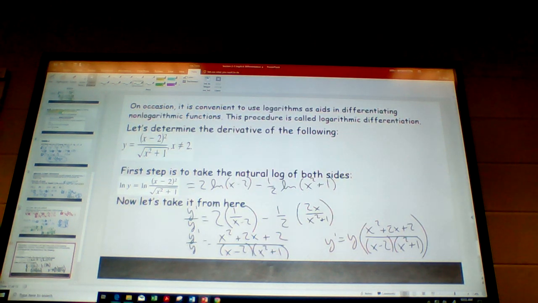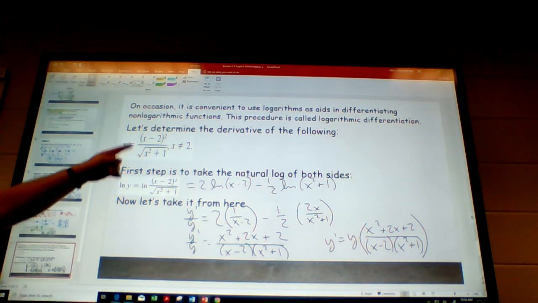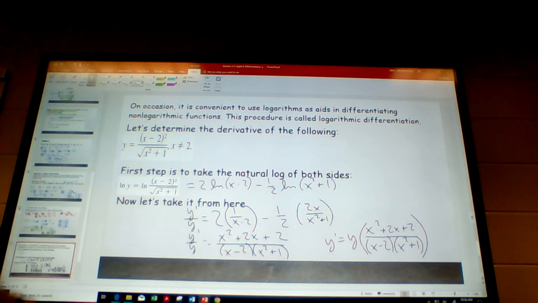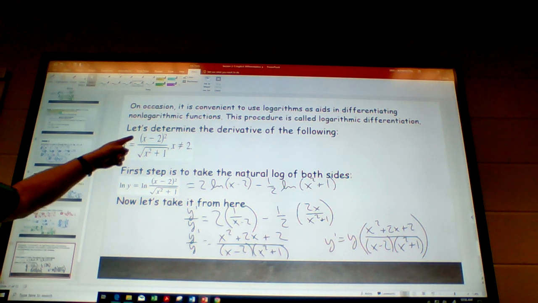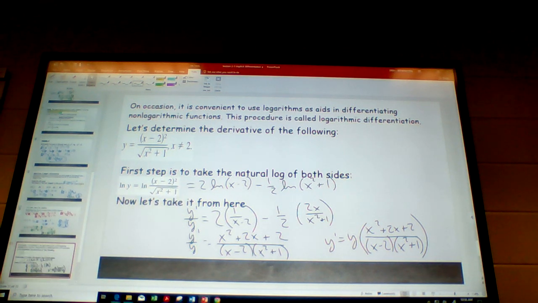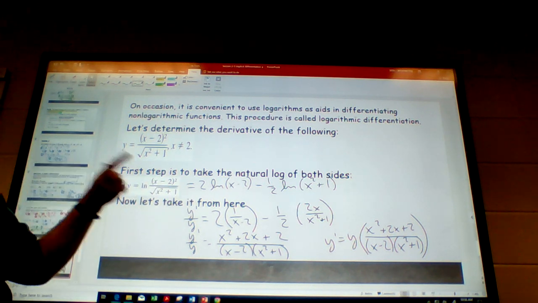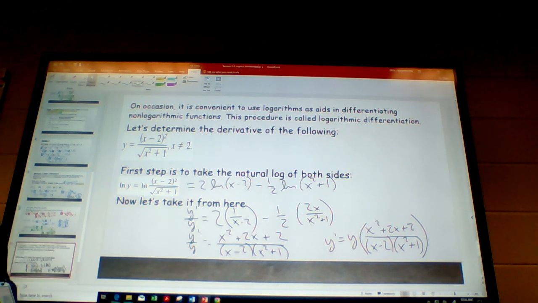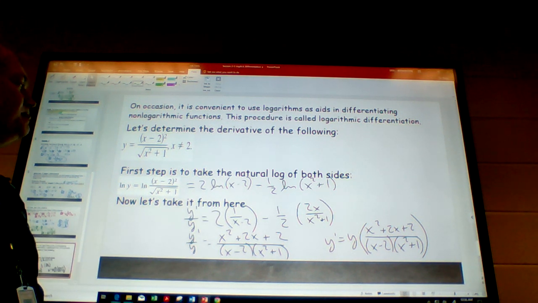Now, the very last one. On occasion, it's convenient to use logarithms as an aid in differentiating non-logarithmic functions. This is called logarithmic differentiation. So we take something complex like this and break it up using the natural log. I take the natural log of y and the natural log of all this. That equals 2 ln of x minus 2. Remember, the exponent 2 goes out front. Same thing down here, minus, because it's a fraction, 1/2 ln of x squared plus 1.